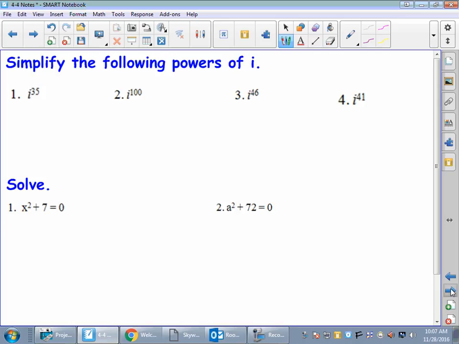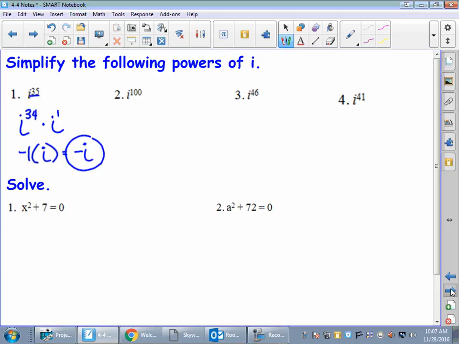i to the 35th is odd. So this 35 here tells me I'm going to have i or negative i. Rewrite it as the previous even, which would be i to the 34th, times another i. Remember, that's like 34 plus 1 will give you the 35. So I'm breaking apart 35 into 34 plus 1. 34 is not divisible by 4, so that's a negative 1. So I have a negative 1 times i, which is negative i. So the simplified form of i to the 35th power is negative i.